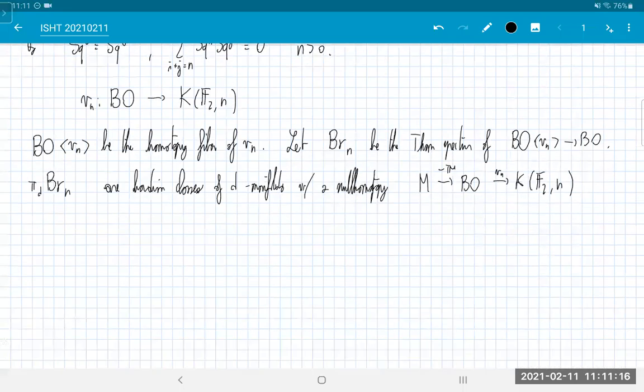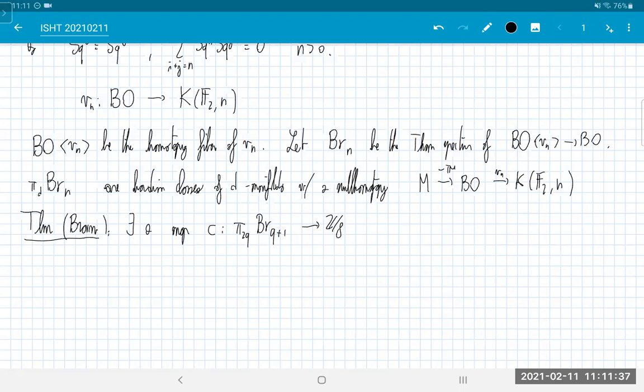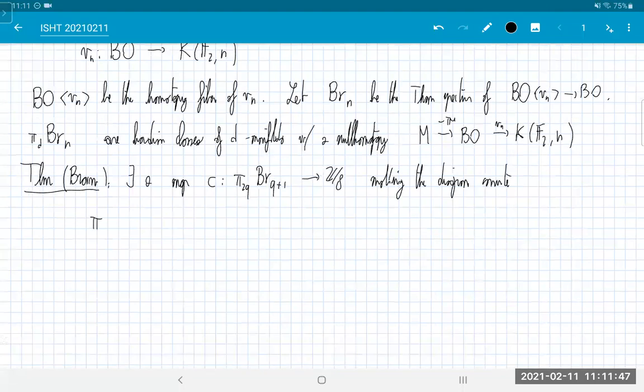Okay, now I'm going to put the theorem by Brown here, which unfortunately I won't have time to prove, but there exists a map C from pi to Q Browder Q plus one to Z mod eight, making the diagram commute. So here we have the Kervaire invariant to Z mod two. These maps canonically to this Q plus one Browder spectrum. And this goes to Z mod eight. And this is just multiplication by four.